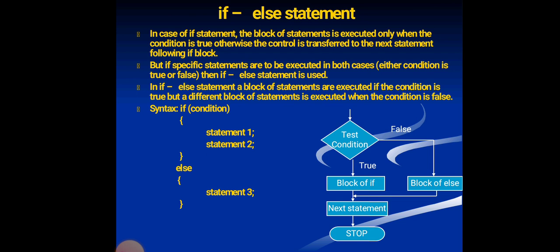If the condition is true, the if block will be executed. It may be called an if block or a true block, with statement 1 and statement 2 executed. If the condition is false, the else block will be executed. This is known as the else block or false block. Then the next statement 3 will be executed. Whichever condition is followed, the program then goes to the next statement.